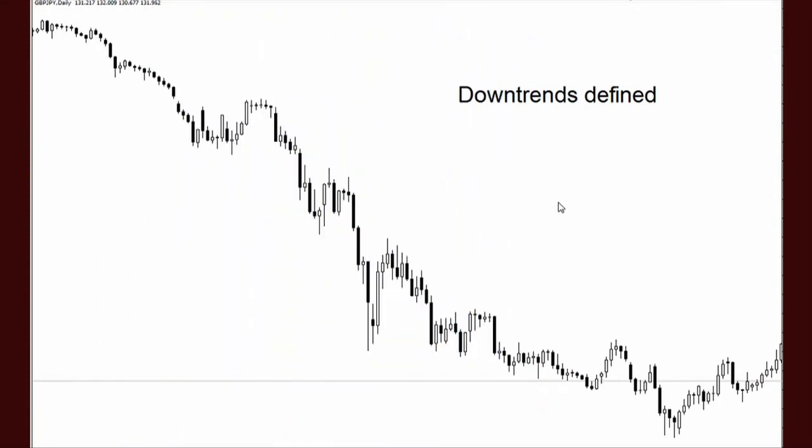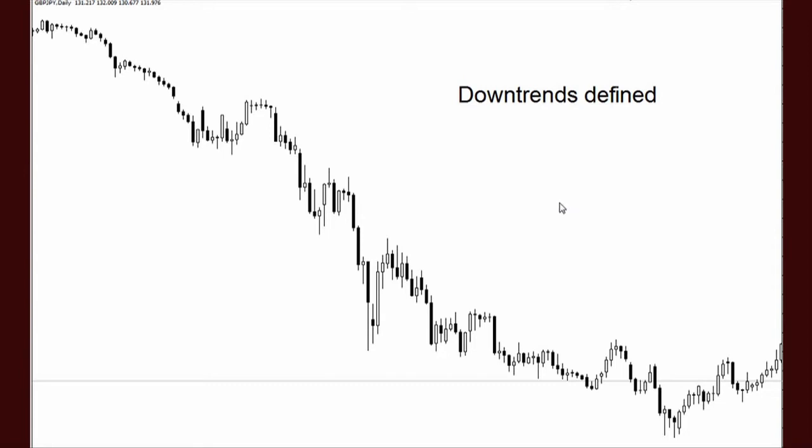Okay, in our last lesson, we talked about the definition and the construction of an uptrend: what is actually inside an uptrend that makes it an uptrend, and how to recognize it and use it to our advantage as a trader. Now we're just going to take the same concept and turn it upside down. We're looking at a downtrend now.